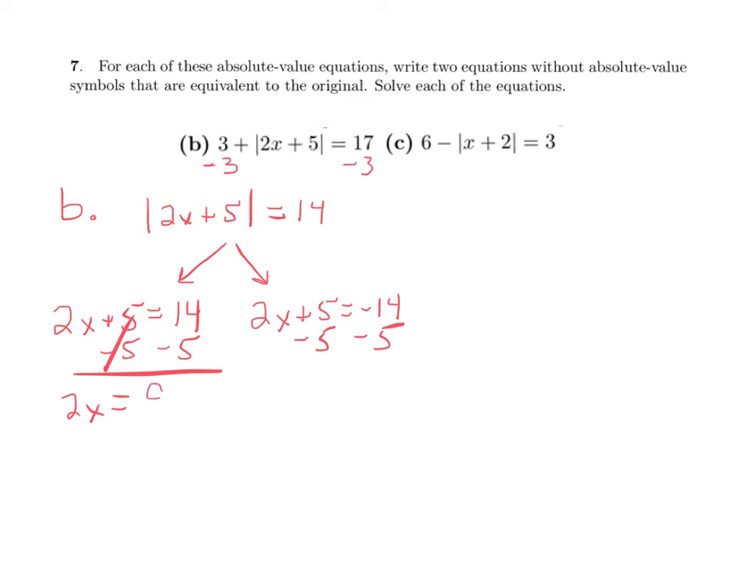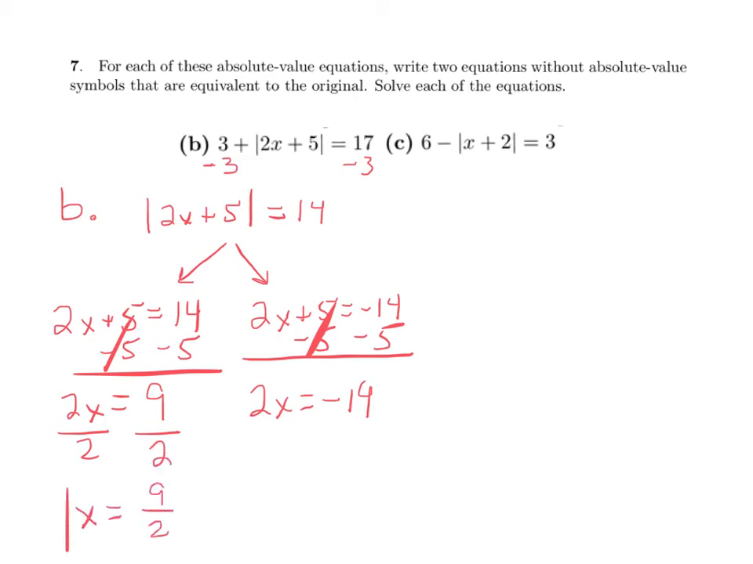2x equals 9 for that one. 2x equals negative 19 here. Divide by 2. X equals, and you could leave it in fractions, that's fine. X equals 9/2. X equals negative 19/2. And again, I'd be okay if you left it just like that.